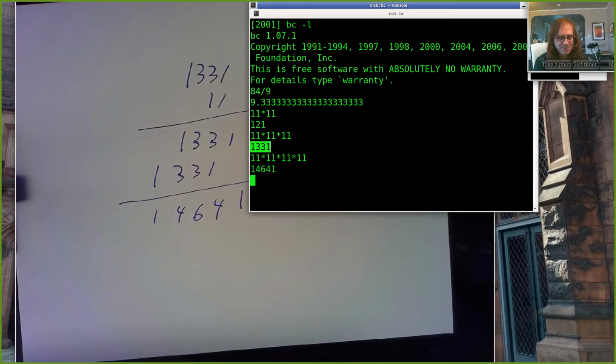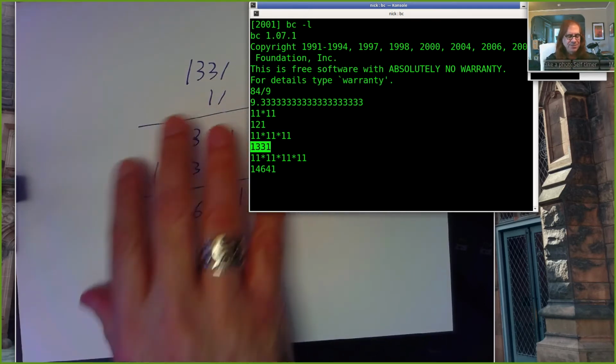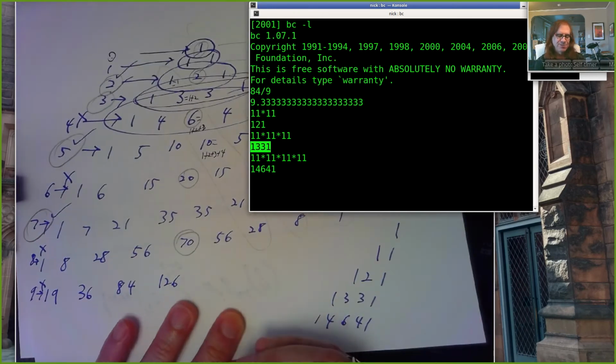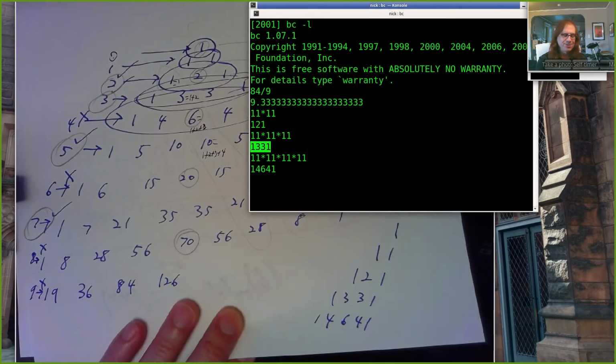But play with it. Explore it. So I had a student who turned this into their SLP, and I think actually got a paper published on it. They expanded this idea into a base infinity number system that would let you continue this indefinitely and represent each row as a power of 11.